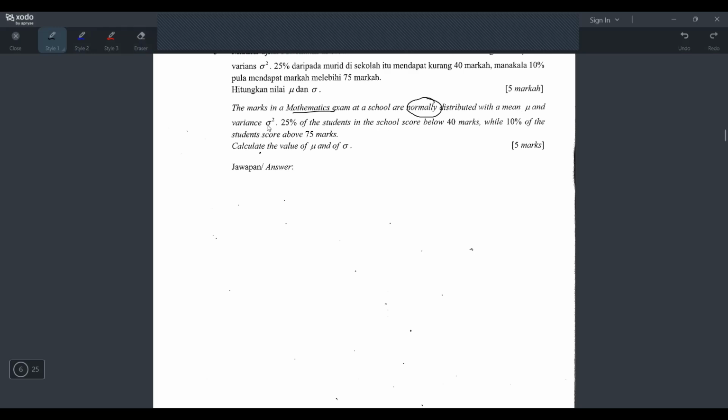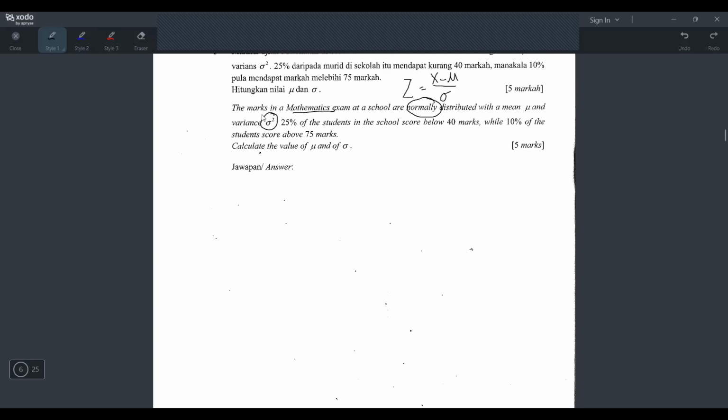Distributed with a mean and variance, right? But variance, in normal distribution, we don't use the variance, right? We use standard deviation because in normal distribution, we always have to convert x value to z value, and the formula is taking the x minus mean divide standard deviation, right?